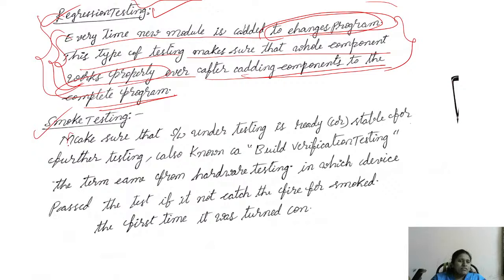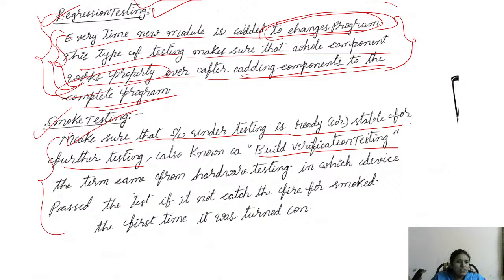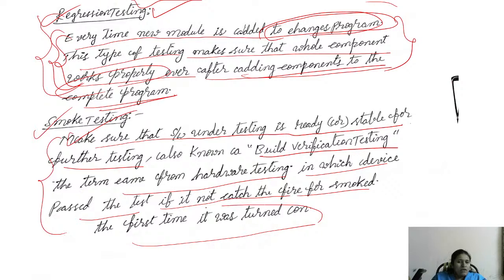Next one is smoke testing. It makes sure that the software under testing is ready or stable for further testing. This is known as smoke testing or build verification testing. The term came from hardware testing, in which a device passed the test if it did not catch fire or smoke the first time it was turned on.